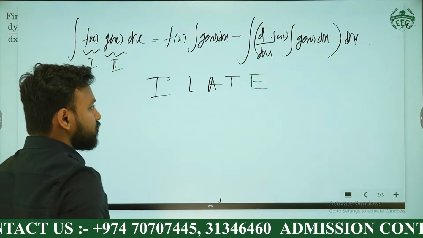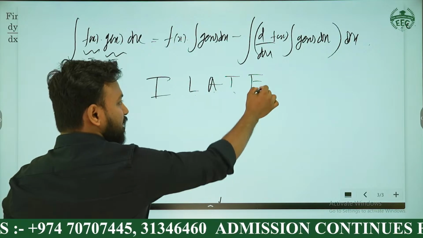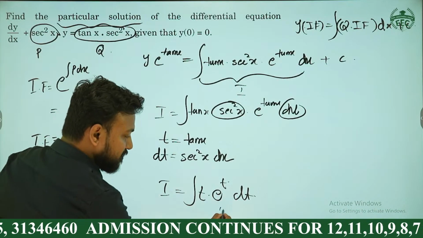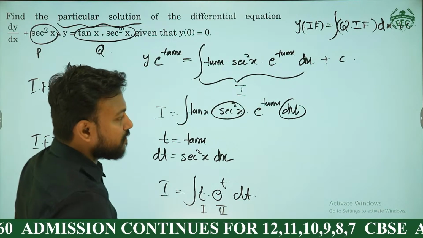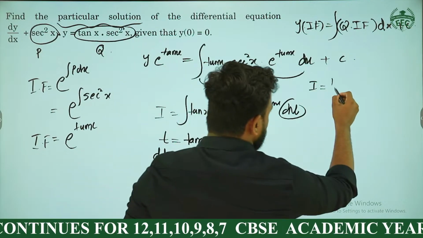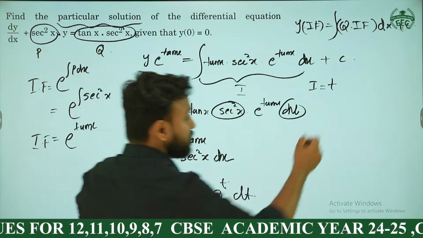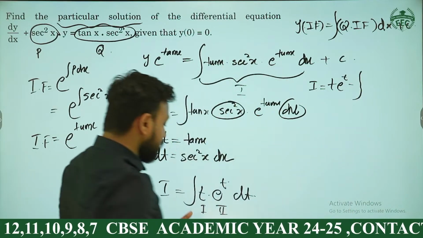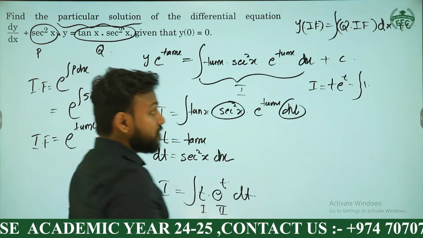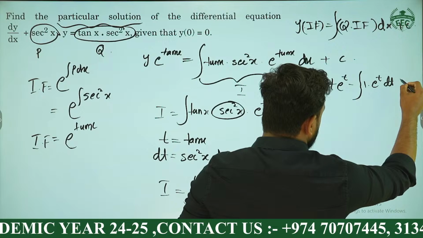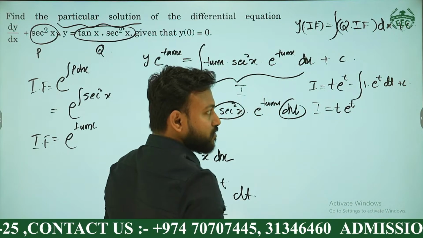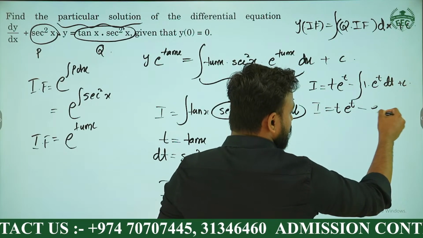And there is a rule, ILATE: inverse trigonometric function, logarithmic function, algebraic, trigonometric, exponential. Exponential is the last one, so I consider this exponential function as the second function and this one as the first function. Then the answer will be like this: I is equal to first function t into integral of second function, integral of e raised to t, that is e raised to t, minus integral of derivative of t, that is 1, and integral of second function, that is e raised to t, integral e raised to t is e raised to t, dt plus c. And I is equal to t e raised to t minus integral of e raised to t plus c.